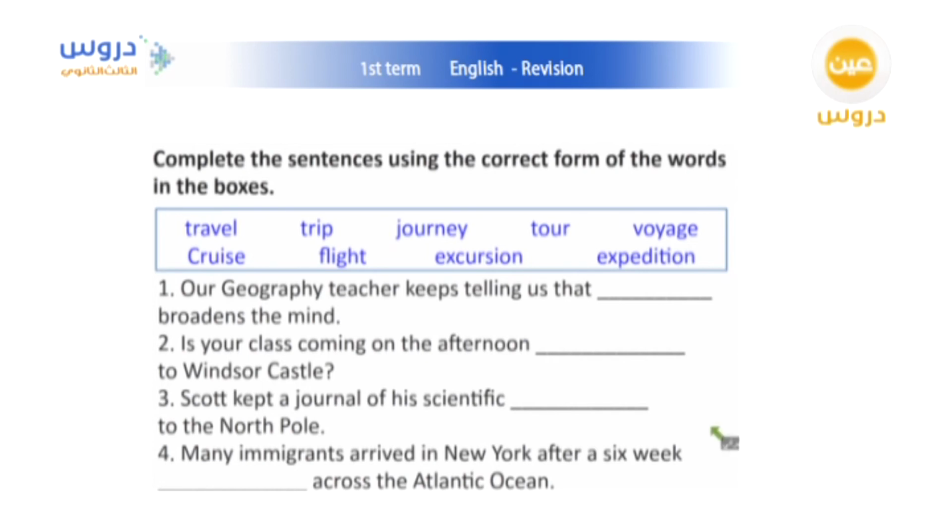Who can try? Traveling. Thank you, Isra. Good job. This is the first answer. Traveling. Good job. So traveling here. This is the first one. What about number 2? Number 2 is your class coming in the afternoon to Windsor Castle. What do you think?